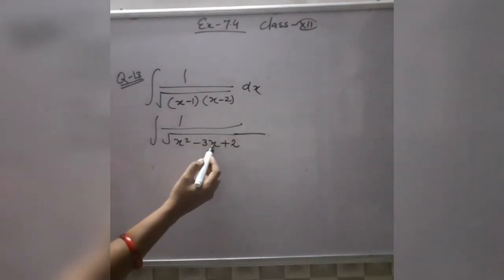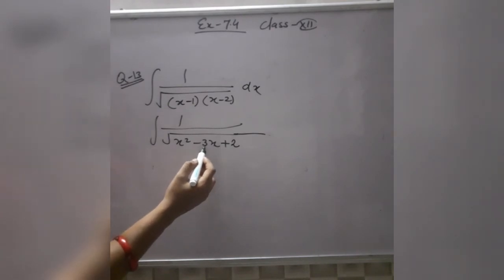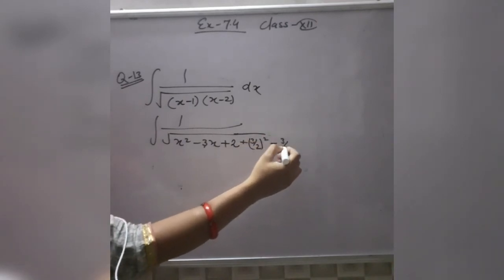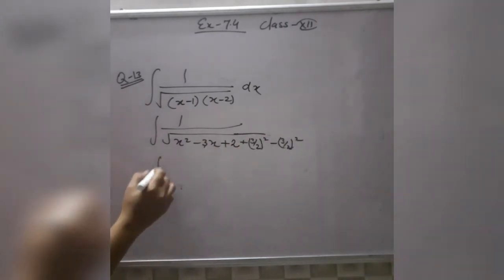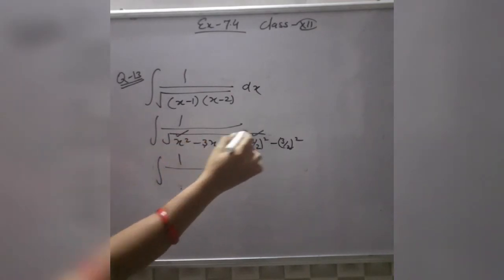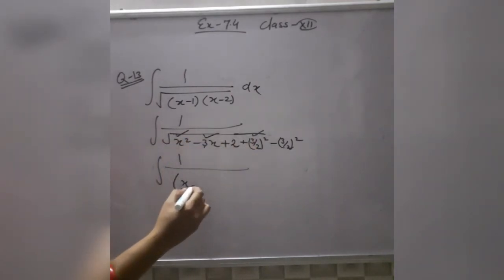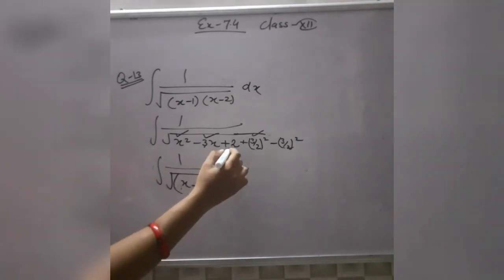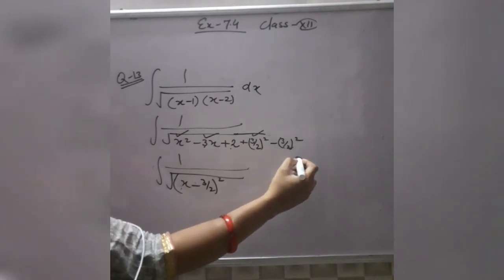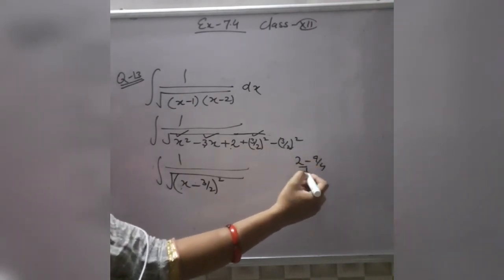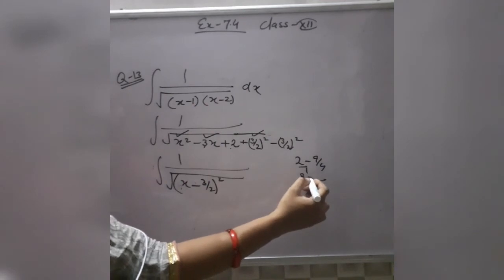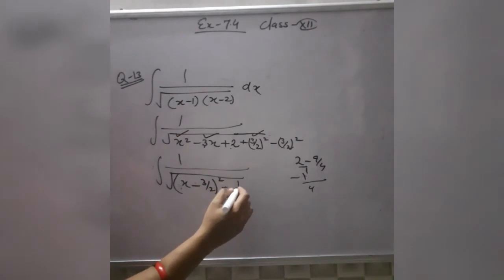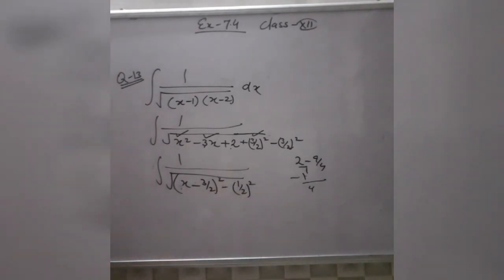Now here what is the coefficient of x? 3. Half of 3 is 3 by 2, and the square of 3 by 2. You will add (3 by 2) square and you will subtract (3 by 2) square. So it becomes a square plus b square minus 2ab, which can be written as (x minus 3 by 2) whole square, and remaining terms plus 2 minus (3 by 2) whole square, means 2 minus 9 by 4, and after simplifying it, 4 is the LCM, it can be written as 8 minus 9. 8 minus 9 means minus 1 by 4, or 1 by 4 can be written as the square of 1 by 2.